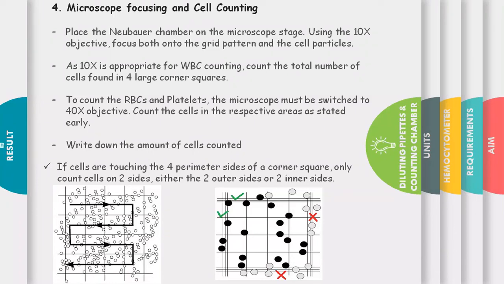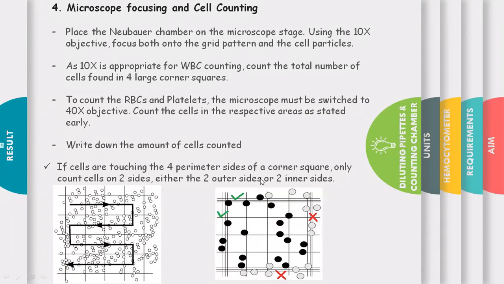If the cells are touching the 4 perimeter sides of a corner square, only count cells on 2 sides, either the 2 outer sides or the 2 inner sides. These cells are counted in the zigzag motion.